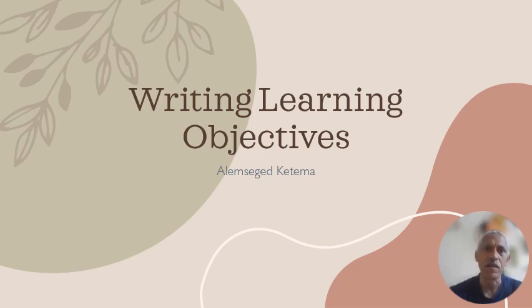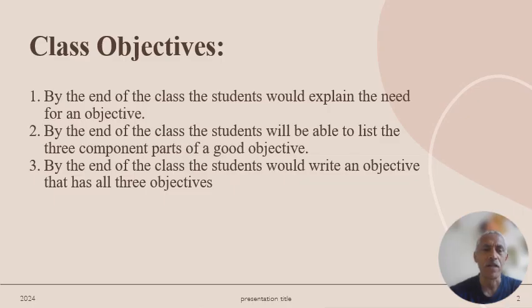So we'll have to see how do you write a learning objective and what kind of components a learning objective has. So let me begin by sharing for us a sample learning objective, the objective that I would have for this session. As you can see, I have three objectives for this session. The first one is by the end of the class, the students would explain the need for an objective. Why do we need a learning objective?